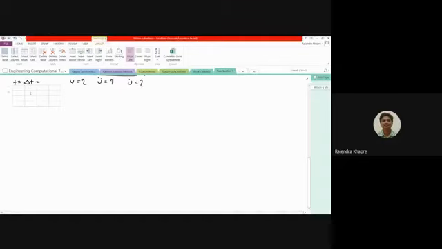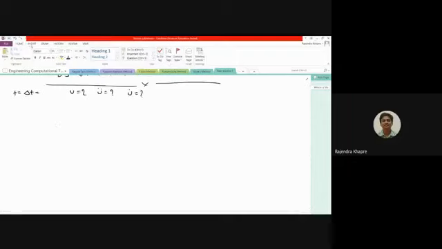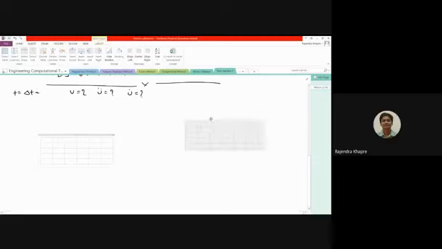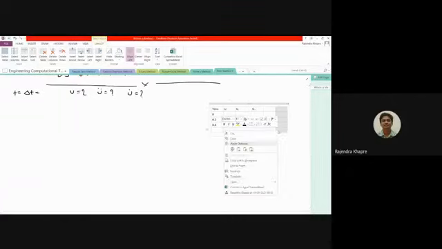Insert table. Here I'll be putting the values of time. So time will be 0, 0.2 and 0.4. And here we can have the u value, here you can have u dot, and here you can have u double dot. This column is not necessary to me, so let me remove these columns.